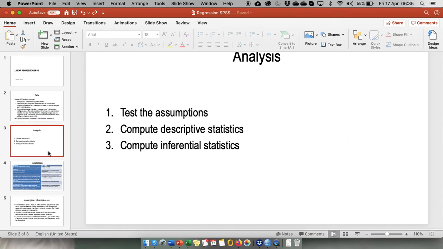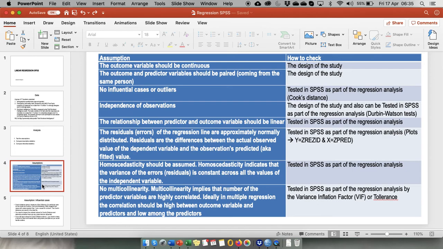To answer this question, we need to follow these steps: test the assumptions, compute descriptive statistics, and compute inferential statistics. So here are our assumptions. The outcome variable should be continuous. For us, the outcome variable is on a scale, so it is continuous, and we already planned for it at the design stage of the study. So that one is checked. The outcome and predictor variables should be paired, coming from the same person. Again, at the design stage of the study, we determined that. That's how we collected the data, so this one is checked as well.